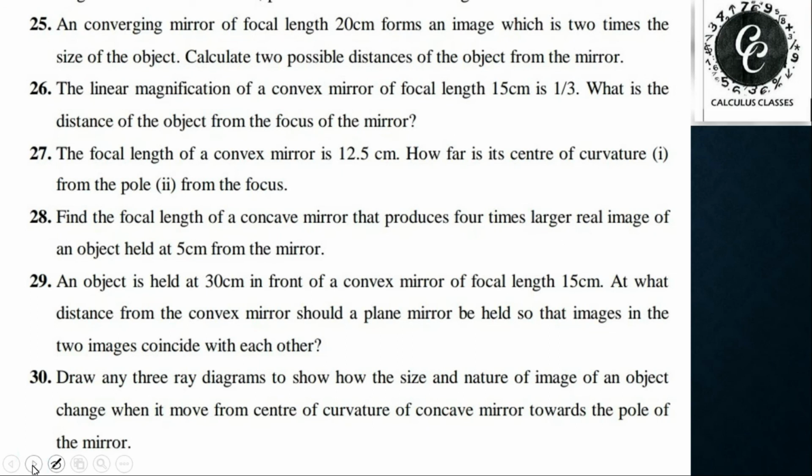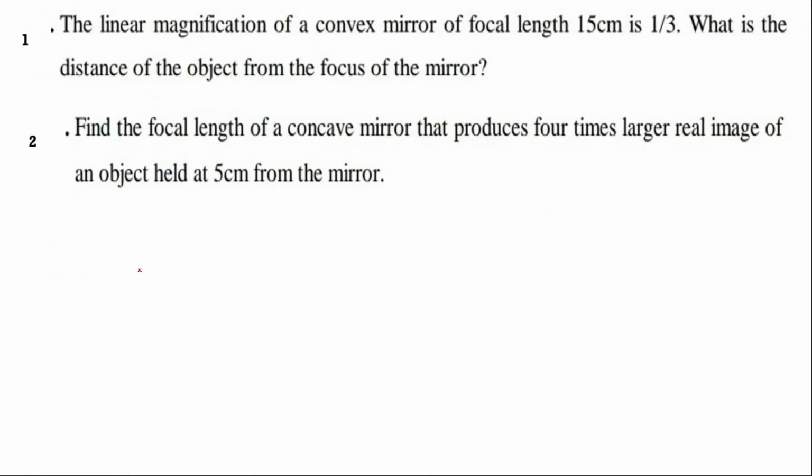Some more questions you will find here, and we can take some more questions. So let's see, the last question I'm taking is this one. Find the focal length of a concave mirror that produces a 4 times real image. Again concave mirror and 4 times real, so m will be equal to minus 4.